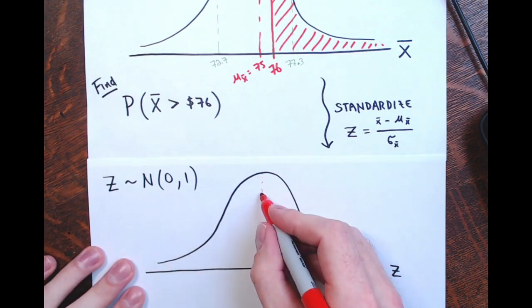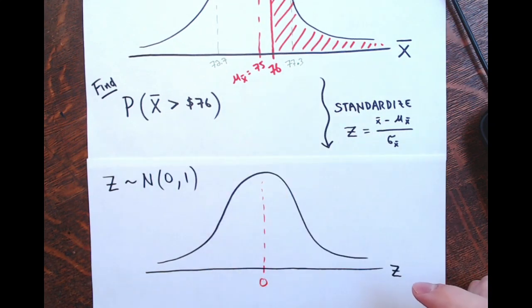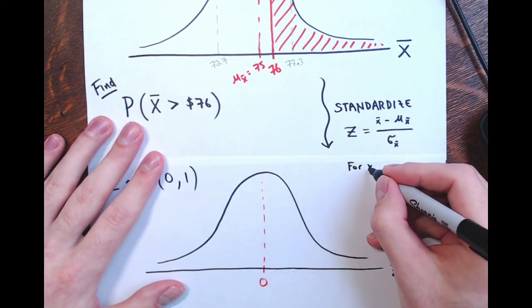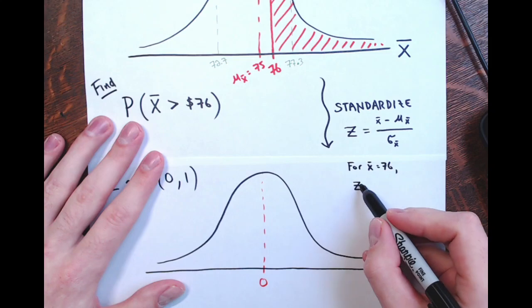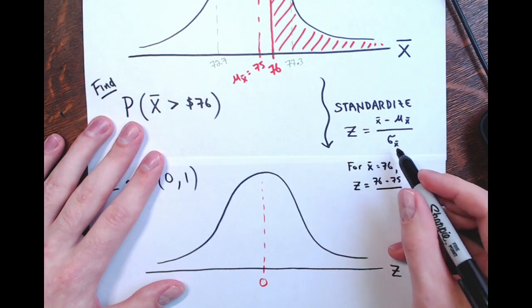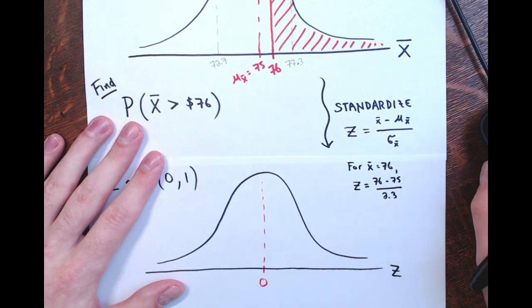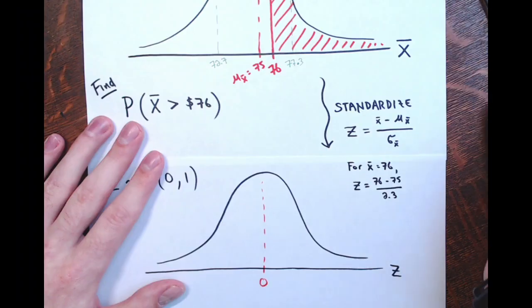Mean of 0. Underneath that should be 0. And then how about our 76? What would 76 change to? So what's the z score for 76? So for x bar equals 76 here, the z score would be 76 minus 75 divided by the standard deviation. Now the standard deviation was 2.3. And I'm going to round this because my table here has z scores to the hundredths place, you see it's like 0.41, 0.42. All my z scores here are to the hundredths place. I'm going to round this to the hundredths place.